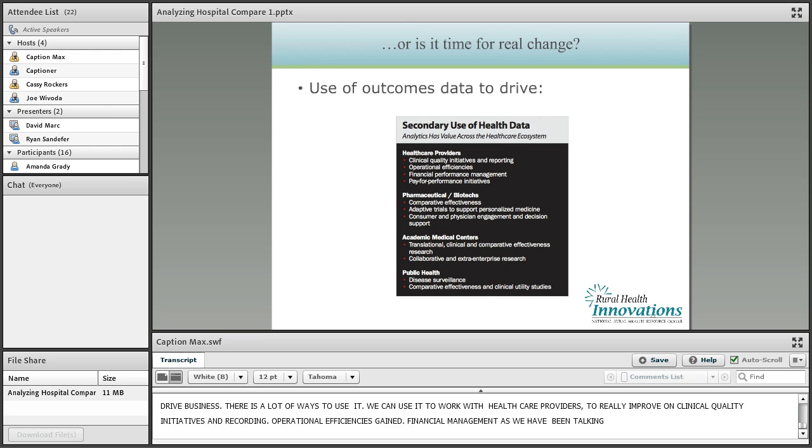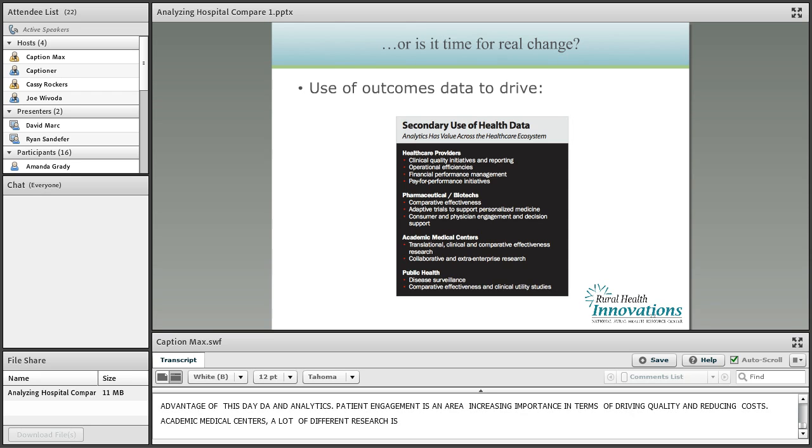There's a lot of opportunity for secondary use of healthcare data in this country. It's just that the data has not historically been seen as an asset to be used to drive business. But there's a lot of different ways to use it. We can work with healthcare providers to really improve clinical quality initiatives and reporting. We know that there are operational efficiencies that can be gained by leveraging our data as an asset. Financial management, as we've just been talking about, is extremely important.